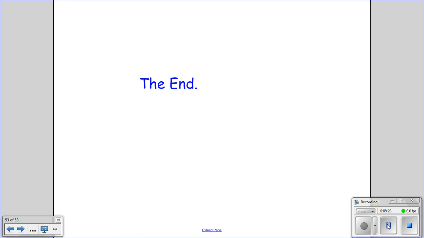That's the end of graphing with slope-intercept form. Be careful, and please use a straight edge as you are drawing your line.